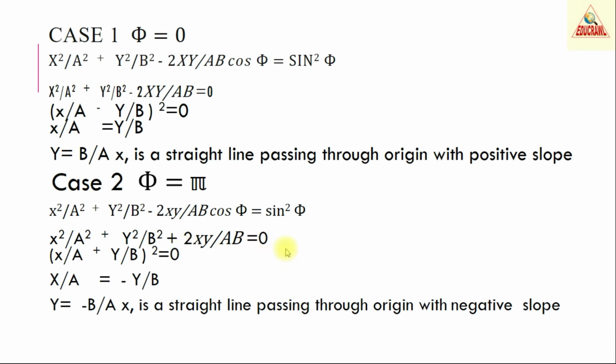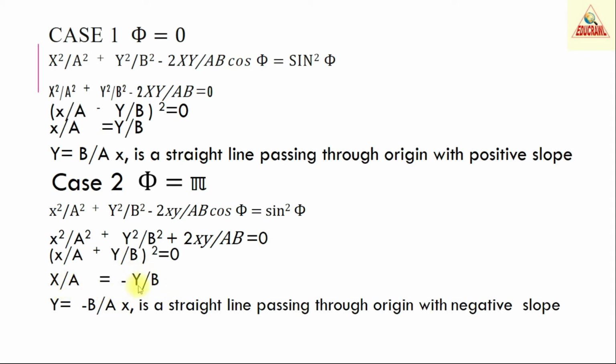The LHS of the equation resembles the formula (a plus b) the whole square is equal to 0, where a is equal to x by a and b is equal to y by b. Hence the expression becomes (x by a plus y by b) the whole squared is equal to 0, which implies x by a plus y by b is equal to 0, which implies x by a is equal to minus y by b.